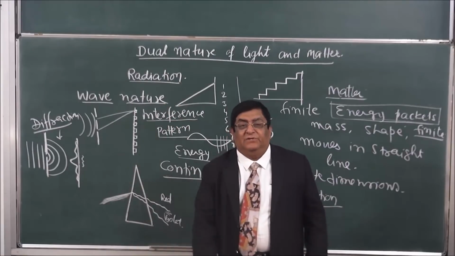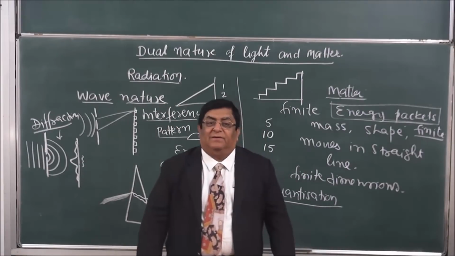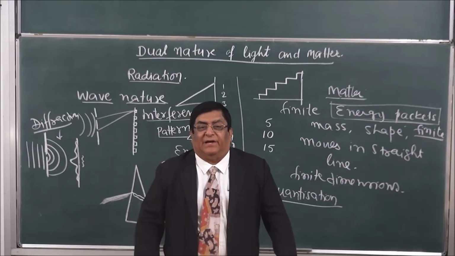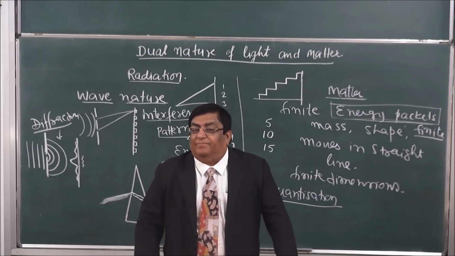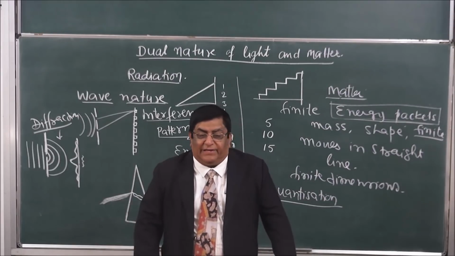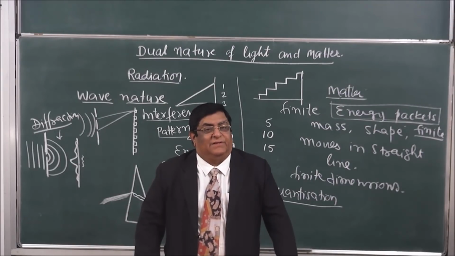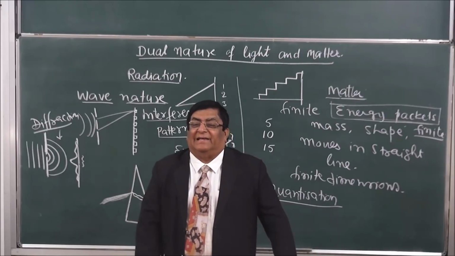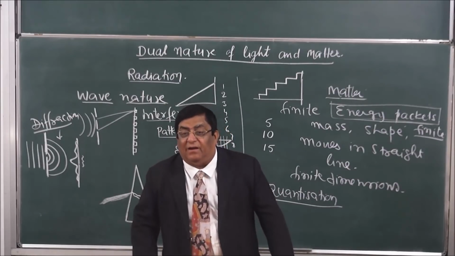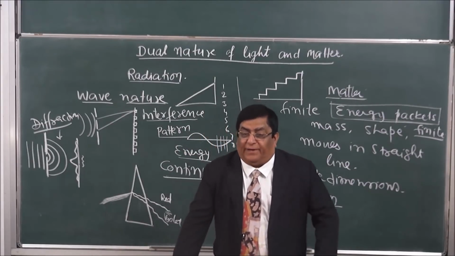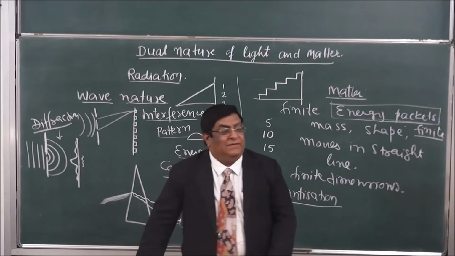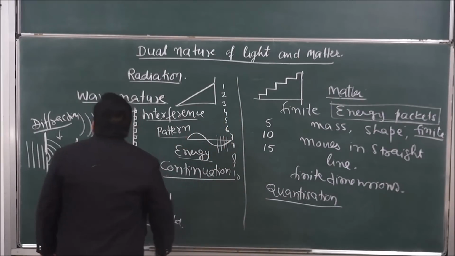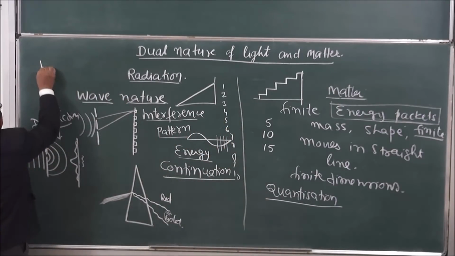nature. So by the end of the 19th century, around 1900, wave theory was reigning supreme. Everybody agreed that light is a form of wave and nothing else. Till we had a phenomenon, and that phenomenon could not be explained. That phenomenon was ultraviolet catastrophe.